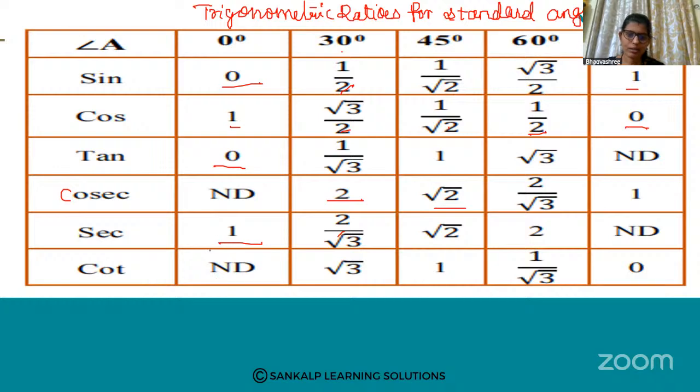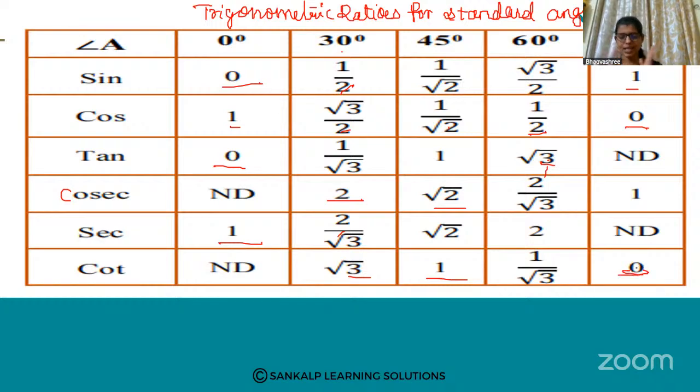Cot 0 degree is 1 by 0, that's equal to not defined. And cot 30 degree. Cot 30 degree ಅಂದ್ರೆ ಇದು ಉಲ್ಟಾ ಮಾಡೋಣ. Root 3 by 1, that is root 3. 1 by 1, that is 1. Tan 45 degree is 1 and cot 45 degree is also 1. And cot 60 degree, root 3 by 1 by root 3. Root 3 by 1 and 1 by root 3. This is 1 by 0 ಅಂತ ಆಯ್ತು. 0 by 1, that is 0.